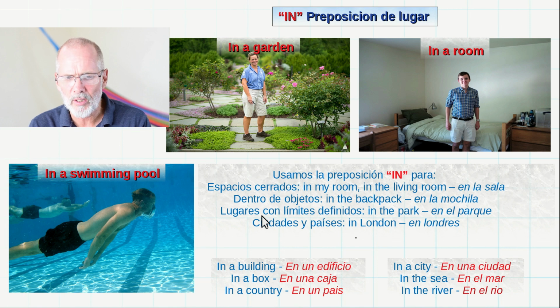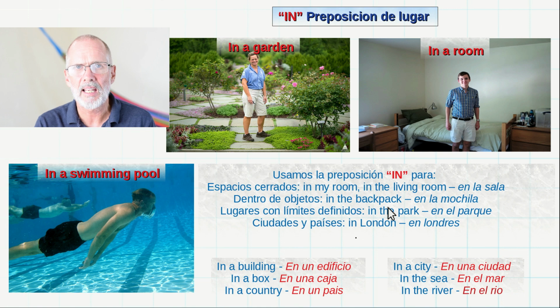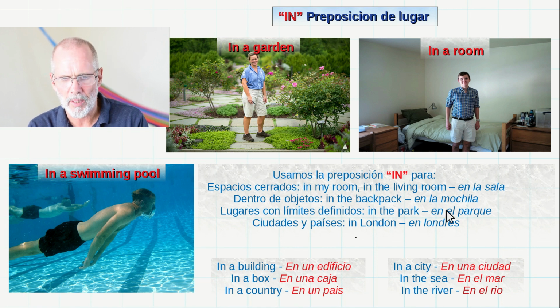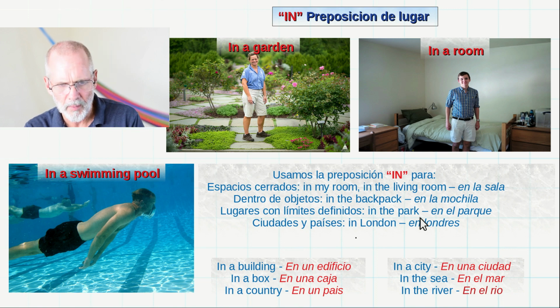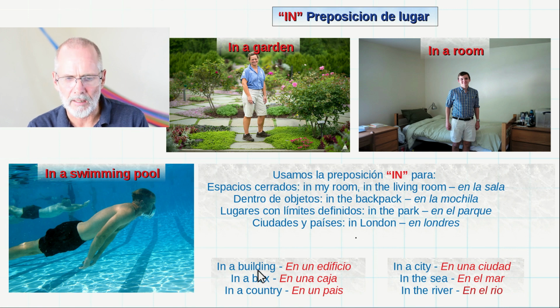Usamos in en lugares con límites definidos, por ejemplo, in the park, en el parque, y usamos in para ciudades y países: in London, en Londres, in Mexico, en México. Aquí tengo algunos otros ejemplos: in a building, in a box, in a country, in a city, in the sea, in the river.